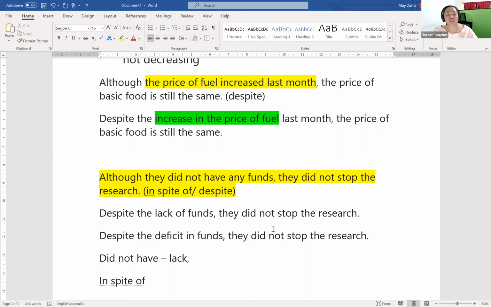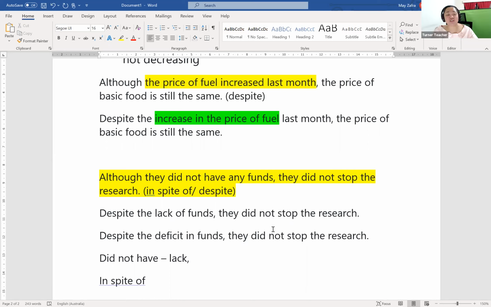In spite of drop prices, we don't use that collocation, Manjot. Be careful. Despite the fact the prices have been lowered, the quality of the product has not changed. Yeah, that's correct.